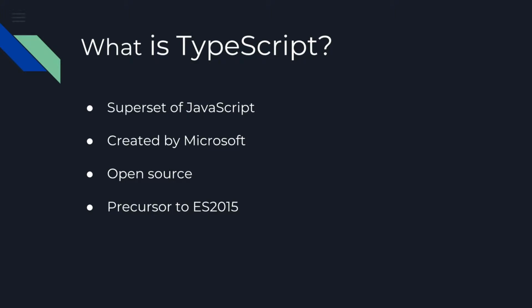With that syntactic sugar, they were able to say, hey, we can build tooling now to allow JavaScript to be dynamic, but if we want to, we can tie it down a little more. So in essence, TypeScript was a precursor to ES 2015. They gave us a little more.